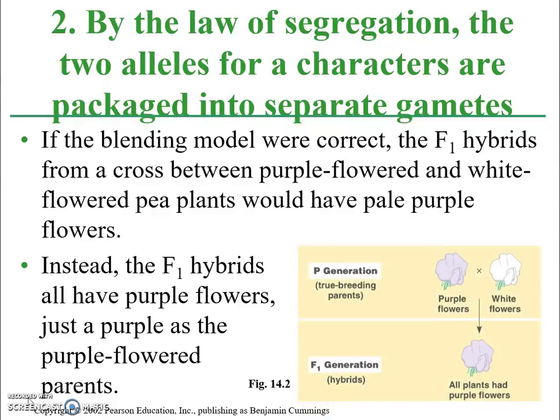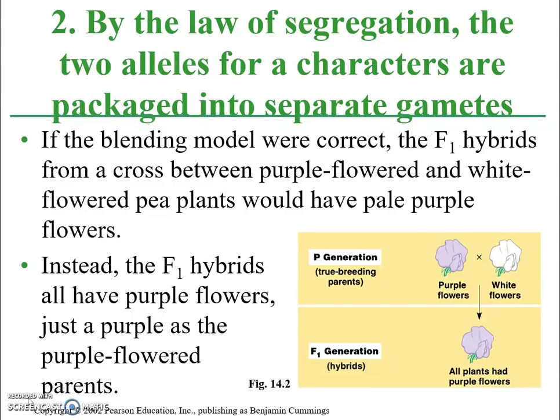So if the blending model were correct, let's look at this. The P generation that I just explained earlier. The purple flowers are dominant and white flowers are recessive. When they cross, in the F1 generation, all plants had flowers that were purple in color because capital P is dominant over lowercase p, which is white.